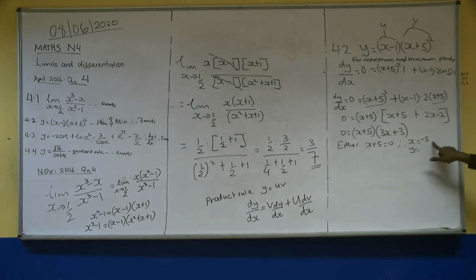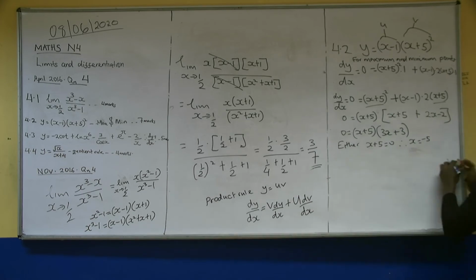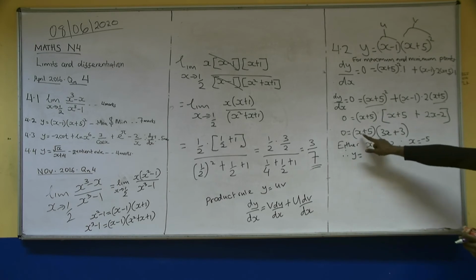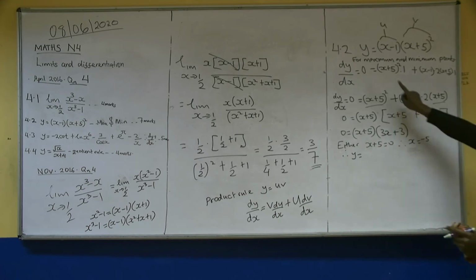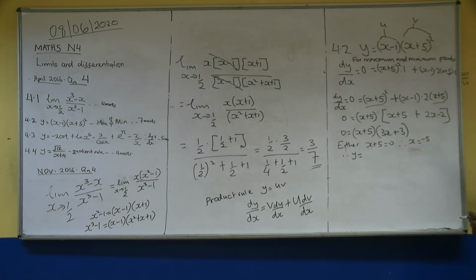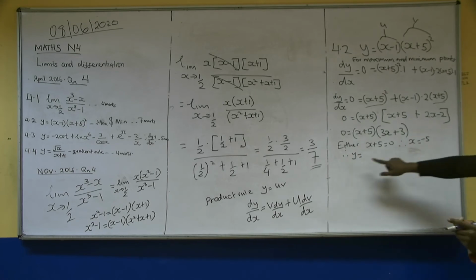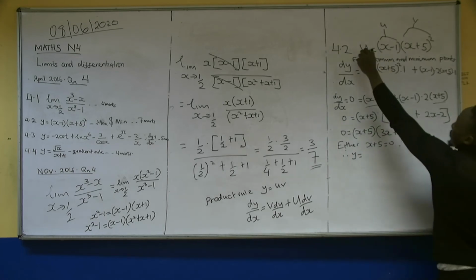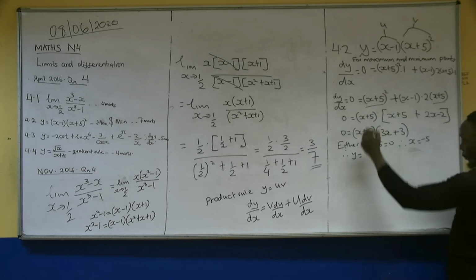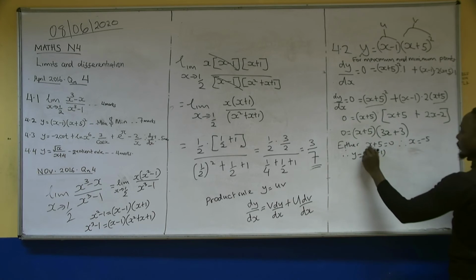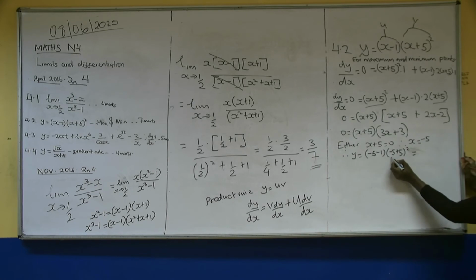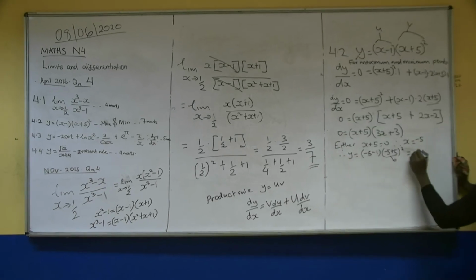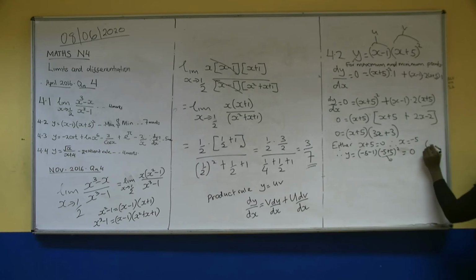Getting x is equal to negative 5, I can also get the value of y when x is equal to negative 5. We have said that either x plus 5 is equal to 0, then we get the value of x, which is negative 5. We go back to the original equation where there is x, we substitute in negative 5 to get the value of y. Negative 5 minus 1 into (negative 5 plus 5) squared. You see, this one leads us to 0. Any number times 0, we get 0.